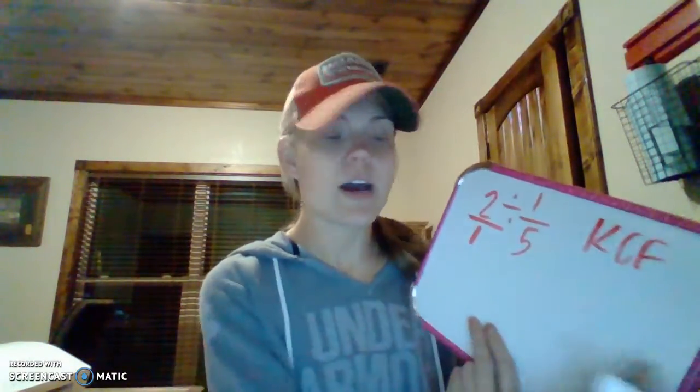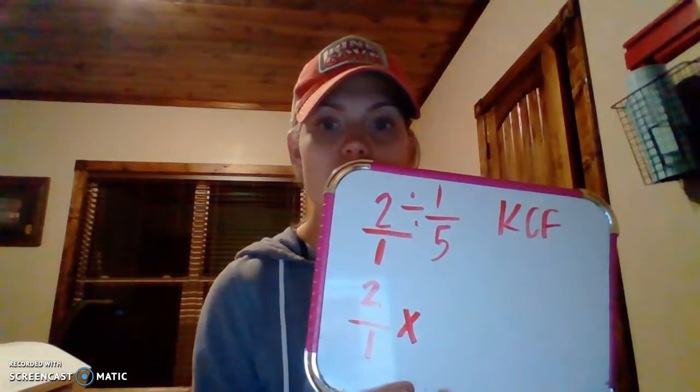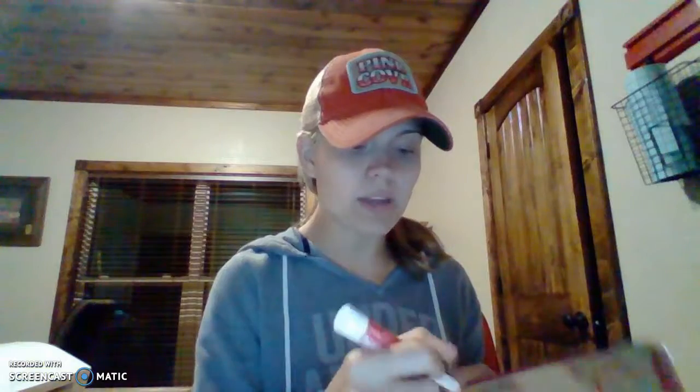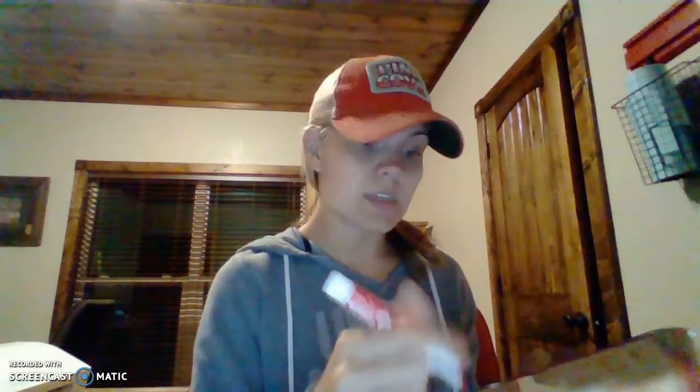I like to rewrite it right under my original problem just to keep everything all lined up. So we would keep 2 over 1, so that's where the keep comes from. Then change. We would change the division sign to the opposite of division, which is multiplication, and then flip. Flip means we want to flip our unit fraction. So our unit fraction is 1 over 5. We're going to flip that, and it would become 5 over 1. And at this point, all we are doing is multiplying. And remember, to multiply, we just multiply straight across. So 2 times 5 is 10, and 1 times 1 is 1. And so we end up with 10 over 1, which is equivalent to just 10.